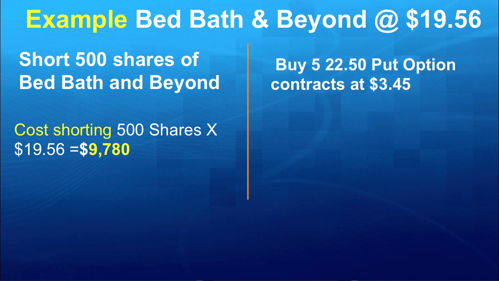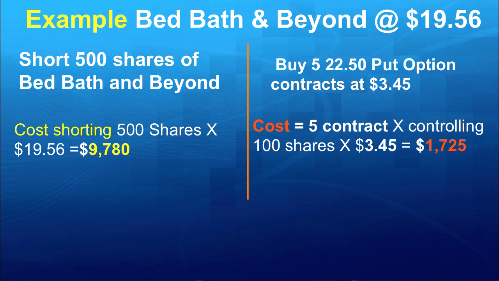Or I can buy 5 contracts. Again, a contract controls 100 shares, so 5 contracts would allow me to control 500 shares. So 5 contracts, each controlling 100 shares, at $3.45. You can already see there's a big difference. I'm only paying $1,725 to short the stock. You have to pay almost $10,000 to do the same trade.